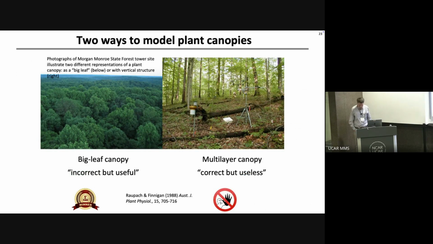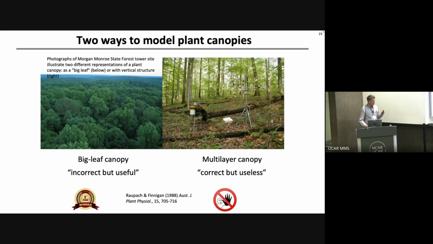And so I want to just wrap this up with a thought about what we can do moving forward. Again, this is a great paper by Mike Raupock and John Finnegan, where they frame this dichotomy. Multi-layer canopy models were deemed correct but useless. Correct meaning you can actually represent the physical processes correctly, but useless in that at that time there wasn't enough data to implement these models. They were computationally inefficient, and so you couldn't use them. The big leaf canopy was considered to be incorrect but useful. It's wrong, it's not doing things right, but it's useful in that you can implement it in a global model, and you can tune it up and you can get reasonable answers out of it.